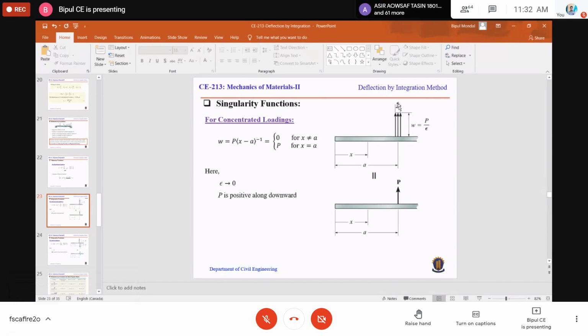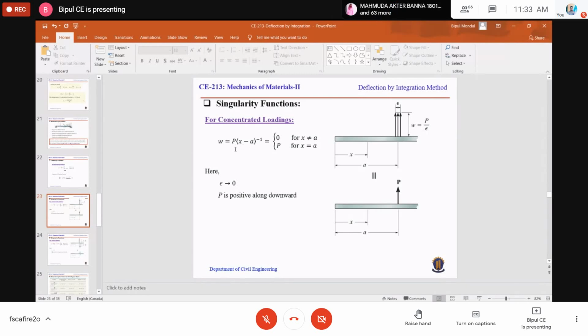Epsilon is very, very small. That means it tends to zero. Then the numerical value of this distributed load will be P by epsilon. So although it is a concentrated force, we can express this concentrated force in terms of uniformly distributed force or distributed force by using this equation. And if we want to express it using Macaulay function, then it will be this one.